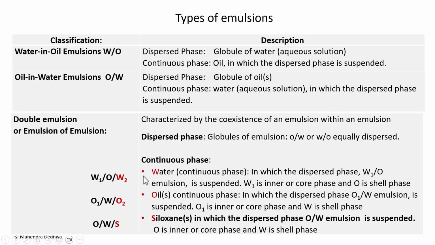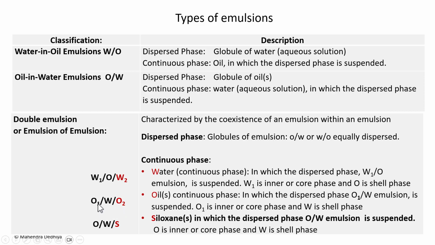It can be water for water and oil emulsion, WOW, in which the dispersed phase is water and oil and generally designated as W1 to distinguish it from a W2 continuous phase. W1 is also called inner or core phase, and O here is called a shell phase.